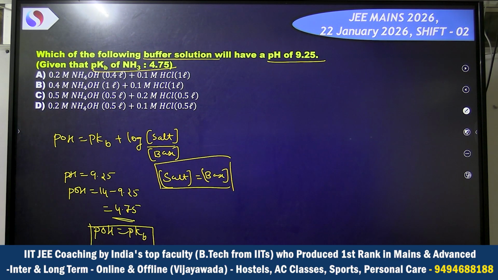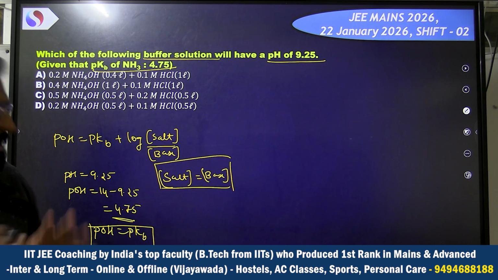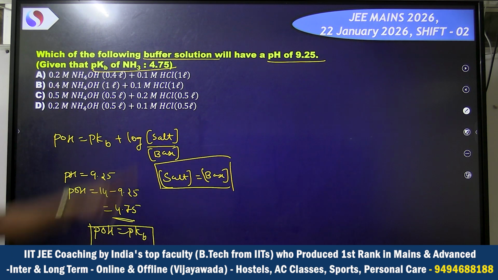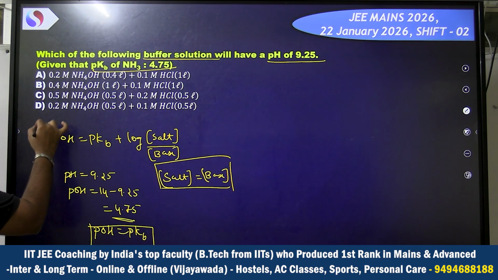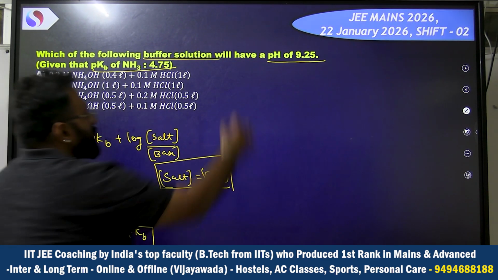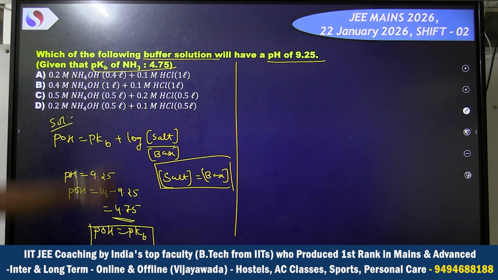Concentration of salt should be equal to concentration of base. This should be the result. Now we have to check in which of the following options this result is observed. So let us analyze the options.